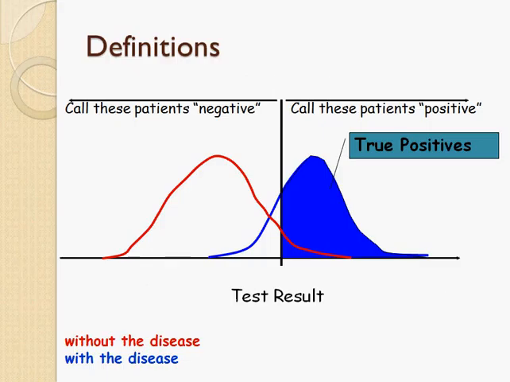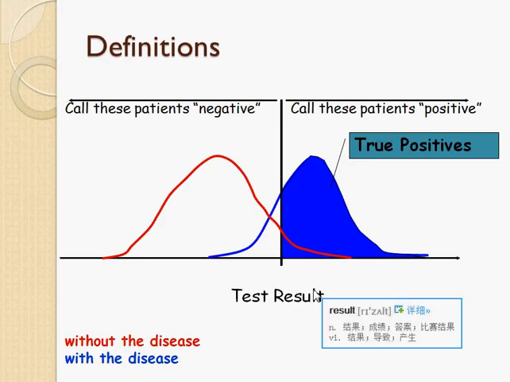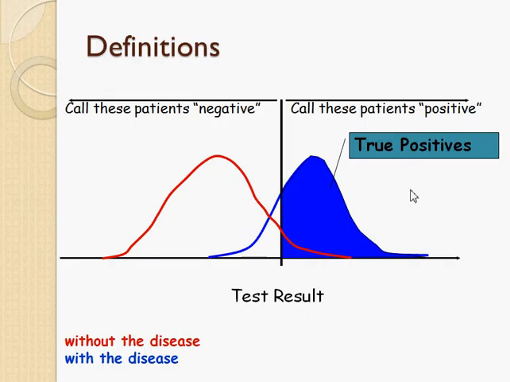Before introducing the way to find out the optimal threshold, let's look at some new terms that are used to represent the ROC curve. The first one is the blue area here. This area is classified as positive, and in reality it is indeed positive. So they are correctly classified. We name this region as true positive.